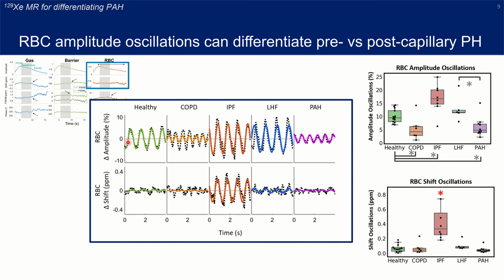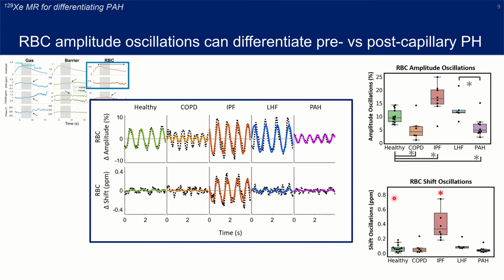So you can see in a healthy patient, you can see these oscillations and this change in amplitude, again due to the cardiac cycle. In COPD, this is decreased. In IPF and left heart failure, it's significantly increased, while in pulmonary arterial hypertension, it is significantly decreased. Now, notably in IPF, what's unique compared to the other disease states is also a shift in this signal. But I won't get into that because it's actually not so helpful in differentiating these other disease states.